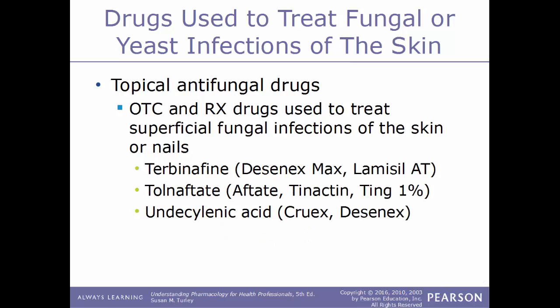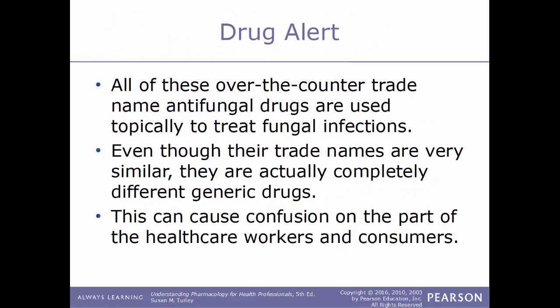Some other examples: terbinafine, also known by the names Desenex Max and Lamisil AT, tolnaftate, known by the brand names Aftate, Tinactin, and Ting 1%, and undecylenic acid, known by the trade names Cruex and Desenex. Now, all of these over-the-counter trade name antifungal drugs are used topically to treat fungal infections. Even though the trade names are very similar, they're actually completely different generic drugs. So this can cause confusion on the part of healthcare workers and consumers.